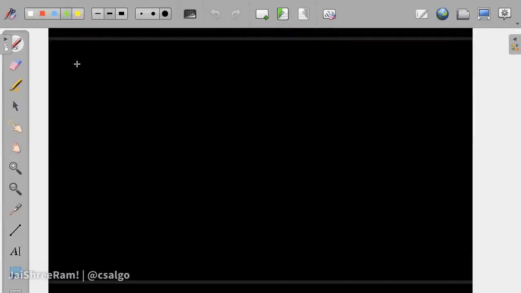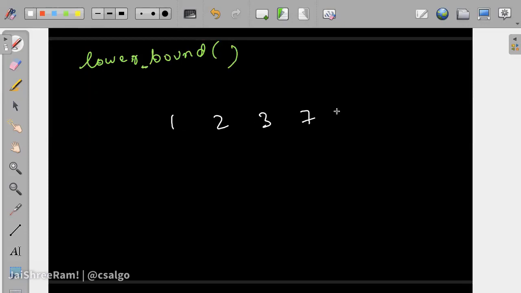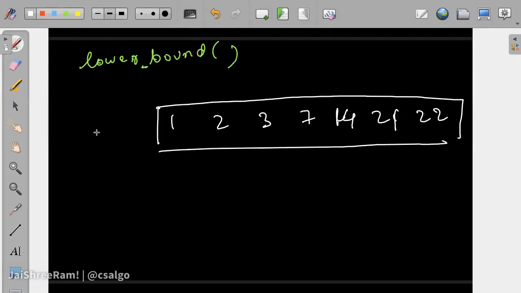So let's say we had a function called lower bound, right? Remember lower bound? Now let's suppose you have an array which is 1, 2, 3, 7, 14, 21, something like this, 22, and so on, right? And now you need to search for the first element greater than or equal to some given input x. Let's call this a, because we are going to use x in the check function. Okay, find the first value which is greater than or equal to a.